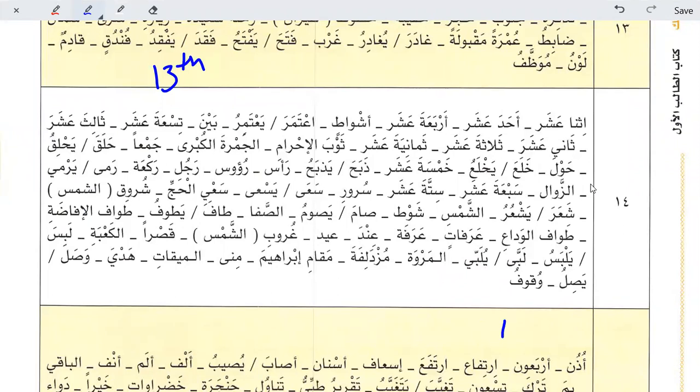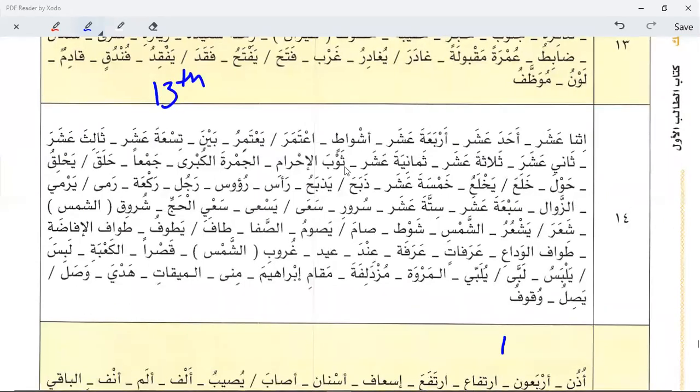Hala'a, what is that? Took off. Okay, he took off. And then yahla'u, he is taking off. Khamsata ashar is 15. And then dhabaha. What is dhabaha? He slaughtered. Okay, he slaughtered. And then yadhbahu, he is slaughtering.